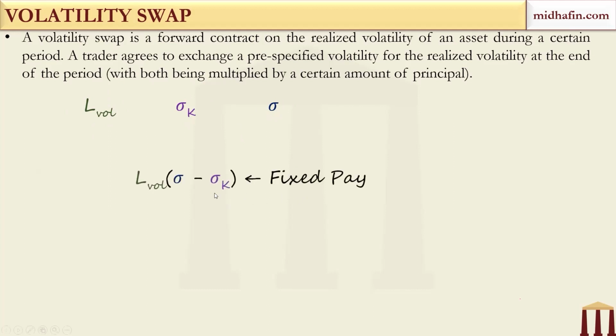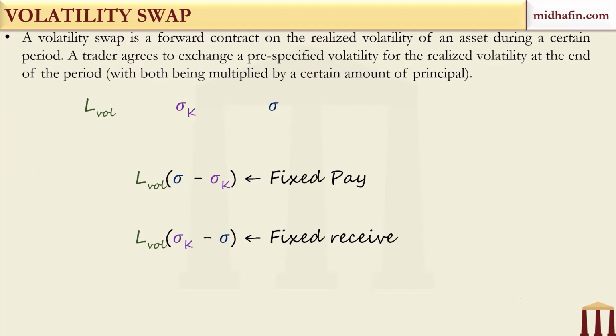If you buy a fixed pay volatility swap, you pay fixed and receive the float. So you are receiving the float, paying the fixed. Simply, the payoff is L vol times (sigma minus sigma K). You receive floating, pay fixed. Sigma K is the fixed, you are paying it, that's why minus sigma K. Then you have fixed receive, or you can say realized pay. Fixed receive means you're receiving fixed and paying the realized one, so this will be your payoff in this case. That's how things are decided.